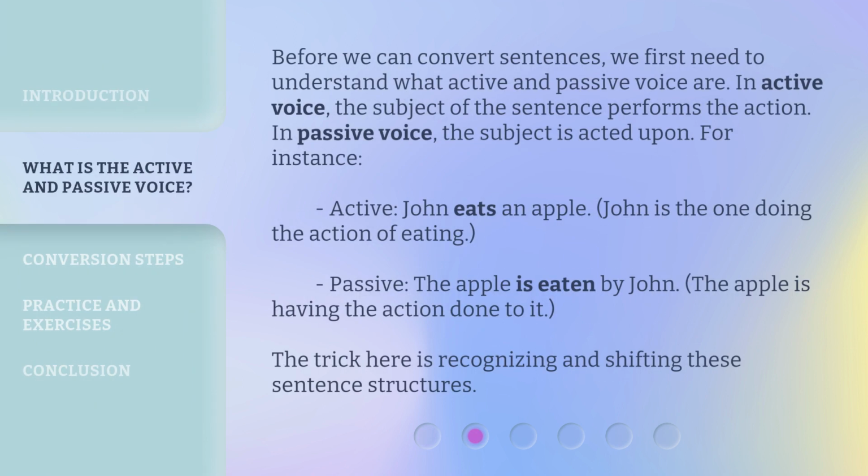Before we can convert sentences, we first need to understand what active and passive voice are. In active voice, the subject of the sentence performs the action. In passive voice, the subject is acted upon. For instance, active: John eats an apple. John is the one doing the action of eating. Passive: the apple is eaten by John. The apple is having the action done to it. The trick here is recognizing and shifting these sentence structures.